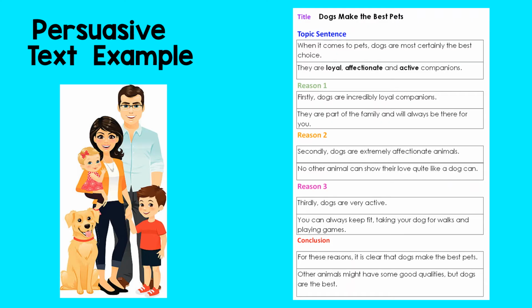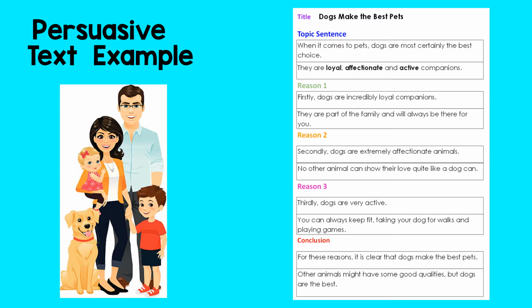So here's the persuasive text that you wrote yesterday. Well, here's my copy. If you weren't sure about how it went, here's the answers. Our title was Dogs Make the Best Pets. The topic sentence: when it comes to pets, dogs are most certainly the best choice. They are loyal, affectionate, and active companions. Can you see the highlighted? There's the 3 reasons that we're going to be talking about.